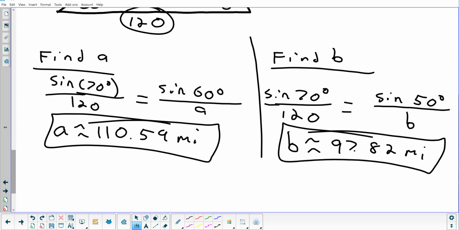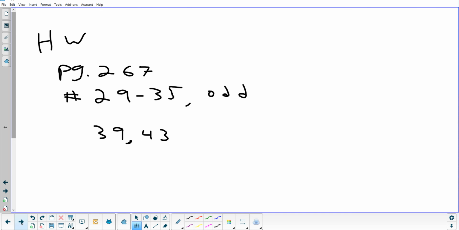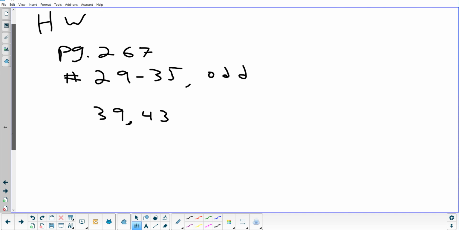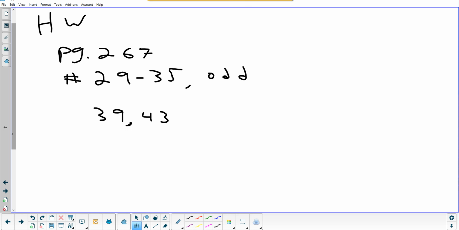All right, so that finishes up law of sines. And that's the homework for tonight. It's on page 267, 29 to 35 odd, and 39 and 43. Okay, we'll take a look at that tomorrow, and then as long as we get through everything tomorrow, that should finish up all the material for the week. And Thursday will be a review day.